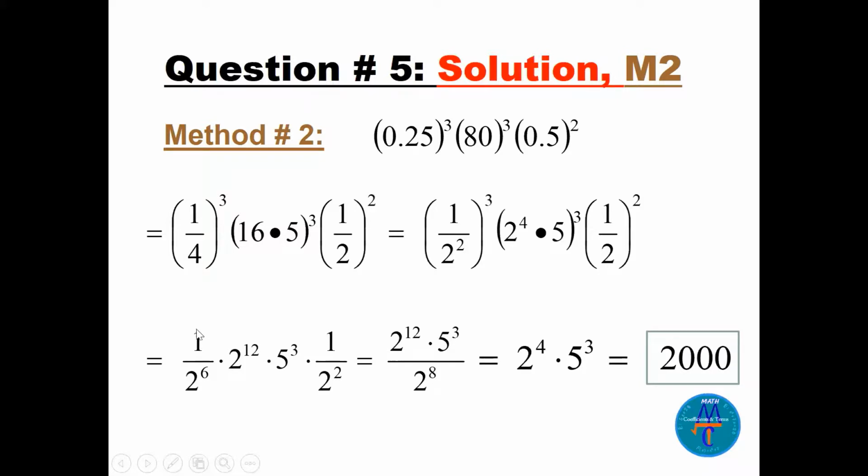Now this is 1 over 2 squared, so I leave it there. 3 times 2 is 6. 16 is 2 power 4, all cubed, so 2 power 12. 5 cubed is there, 1 over 2 squared. So I put 2 power 12 times 5 cubed. In the denominator here, we have 2 power 6, 2 power 2, 2 power 8. Then I subtract the powers, you see. 2 power 12 over 2 power 8, subtract 12 minus 8 is 4. 2 power 4 times 5 cubed is 2000. Same answer, two different methods.